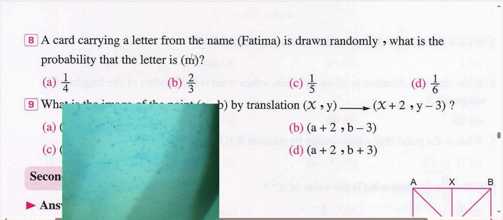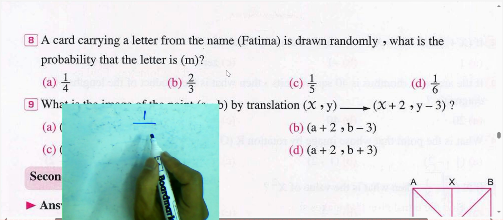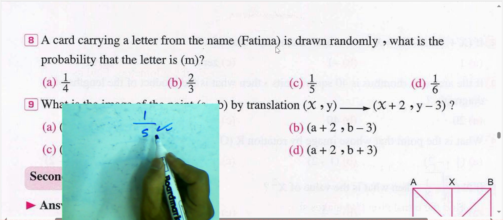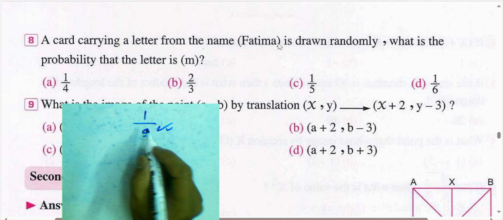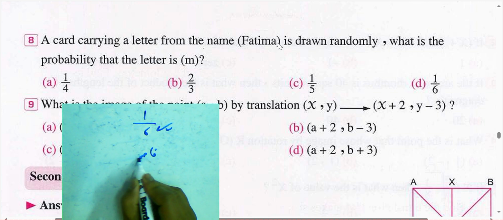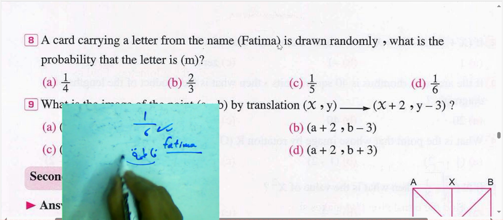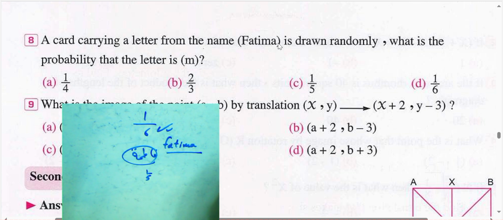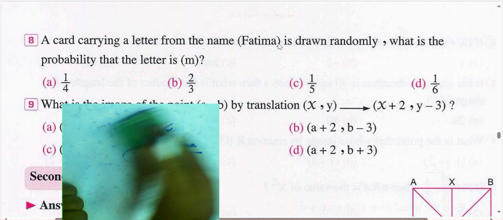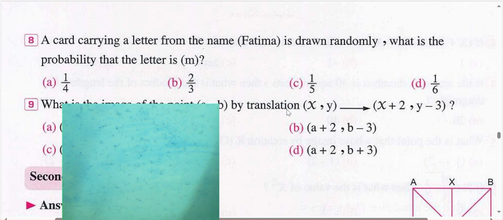A card carrying a letter from the name Fatima is drawn randomly. What is the probability that the letter is M? We have letter M here, 1, from how many letters? 1 2 3 4 5, 5 or 6? 1 2 3 4 5 6. 1 over 6. In Arabic Fatima is 1 2 3 4 5 letters, but in English it is 6. In Arabic 1 over 5, in English 1 over 6. So the result will be 1 over 6.